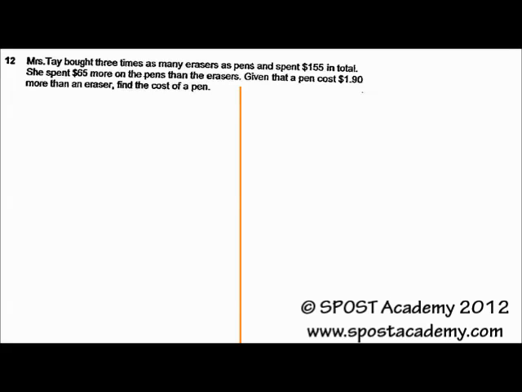Mrs. Tay bought 3 times as many erasers as pens and spent $155 in total. She spent $65 more on the pens than the erasers. Given that a pen costs $1.90 more than an eraser, find the cost of a pen.